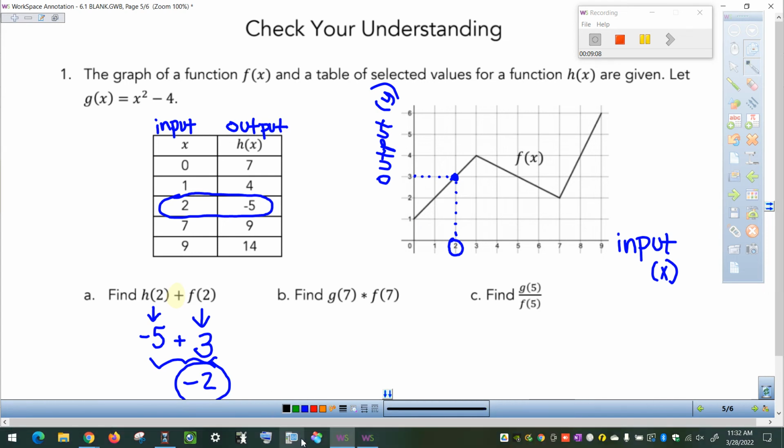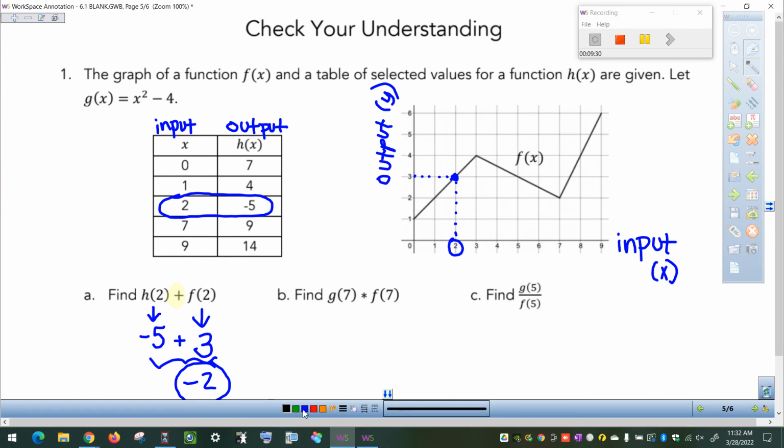All right, let's take a look at the next one. Now we are doing g of 7, and we have a different operation, which is going to multiply by f of 7. Starting with g, we haven't used g yet, but remember they gave us information about g up here in the form of an equation.